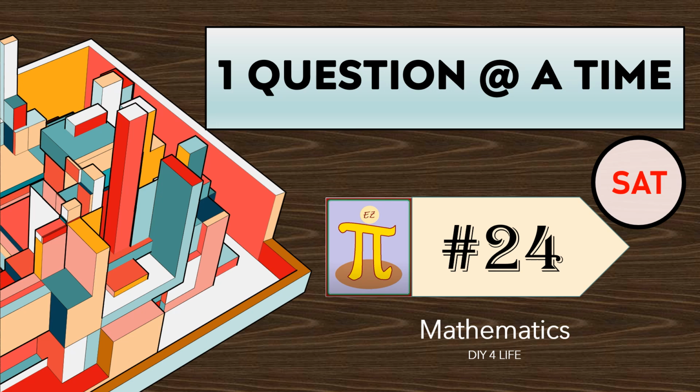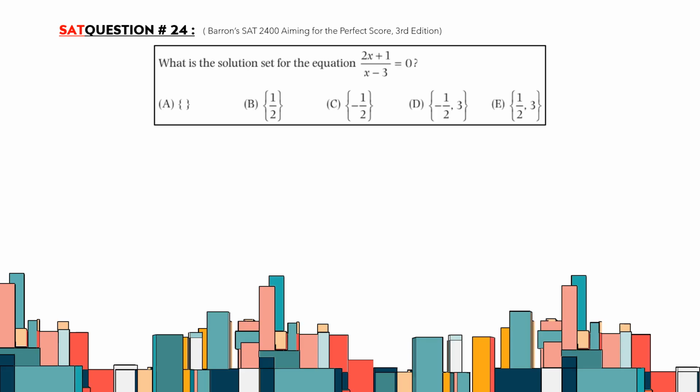Question number 24. What is the solution set for the equation (2x + 1) over (x - 3) equals 0?